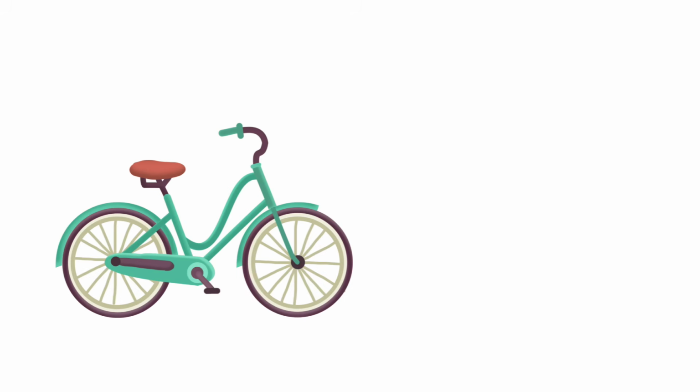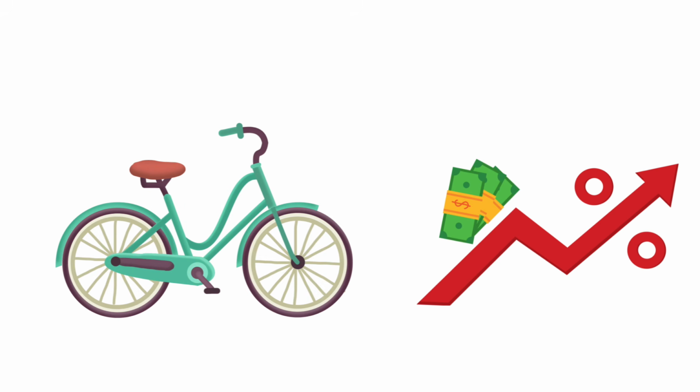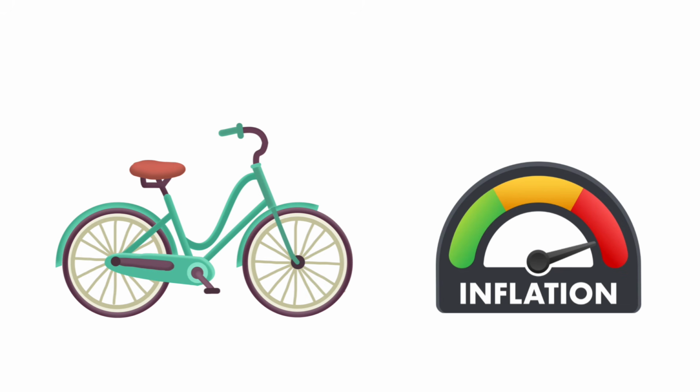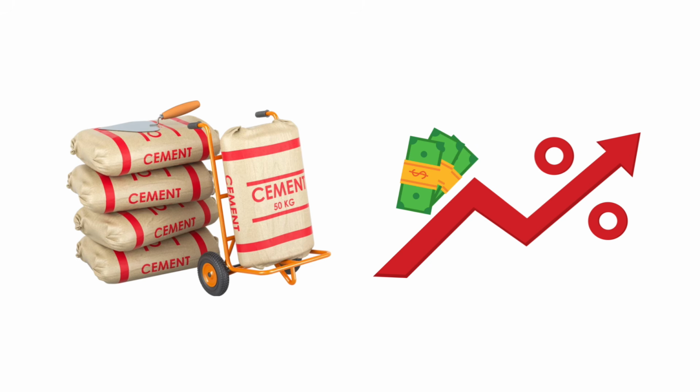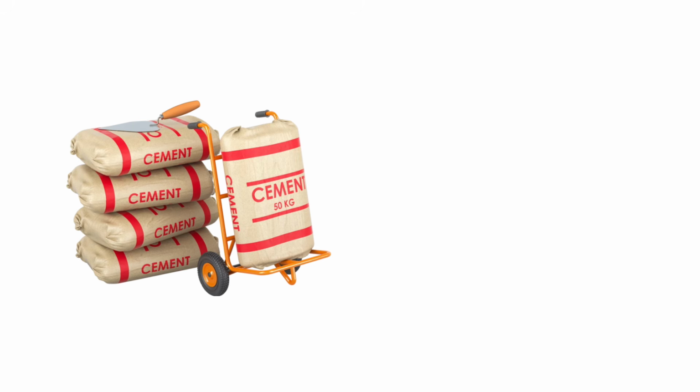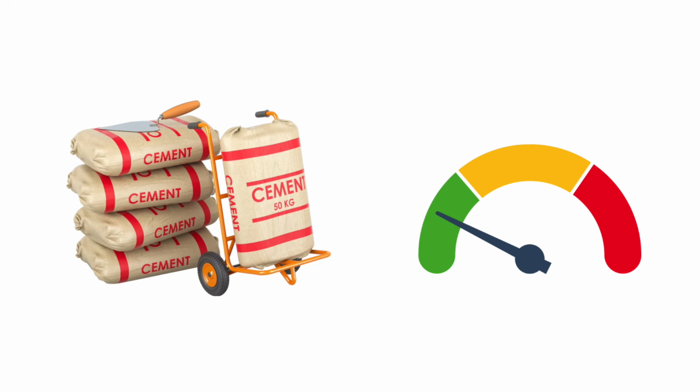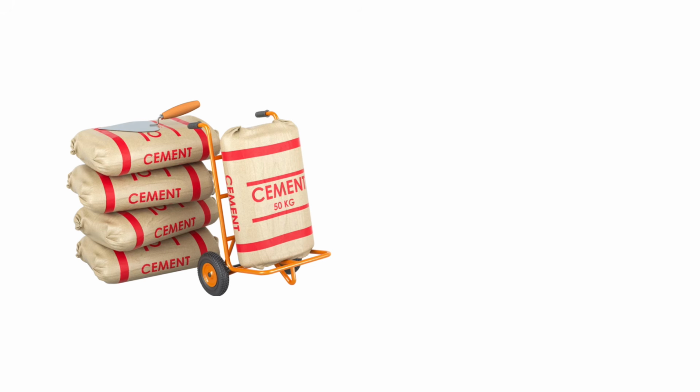Eighth is bicycles. Bicycles have a price increase of 40.32%, which means bicycles have a high inflation rate and are less stable. Ninth is cement. Cement has a price increase of 2.77%, which means that cement has a very low and stable inflation rate.